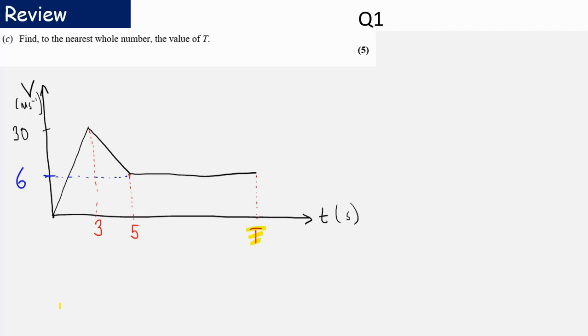Taking a similar idea, we can also recall that the area under a velocity time graph is the displacement covered. What this means is that I can now work out the area of this part of my graph, then work out the area of this part, and finally do something about this last rectangle here. So my math starts looking like this.